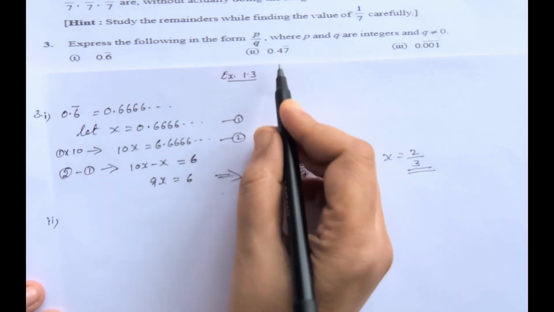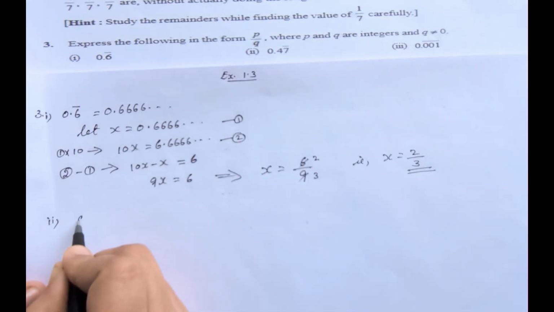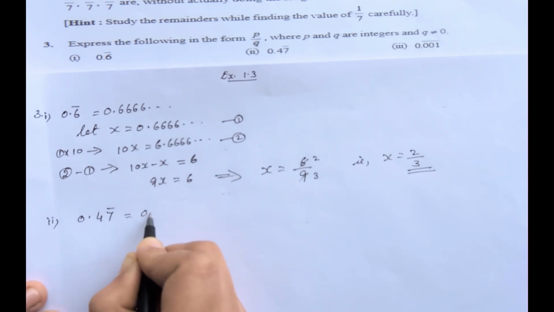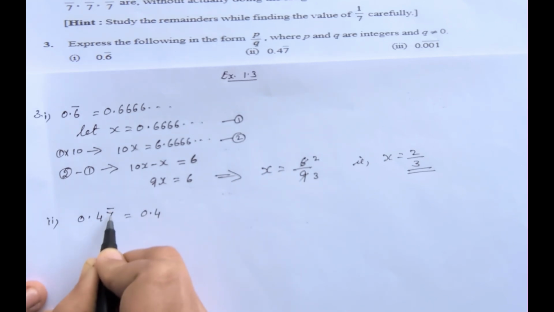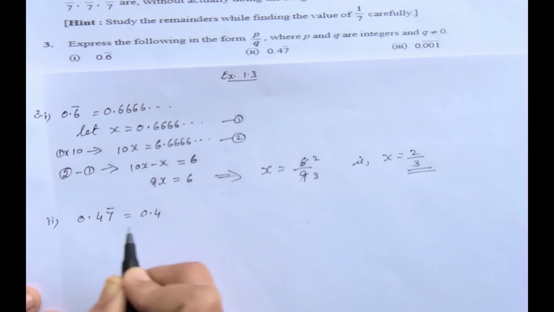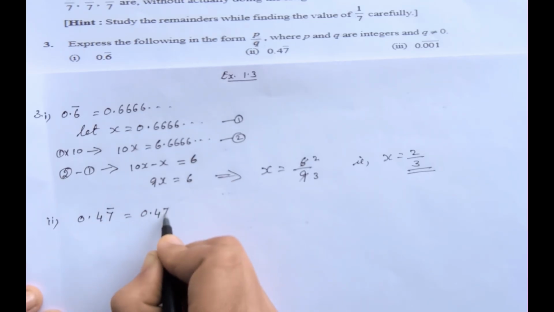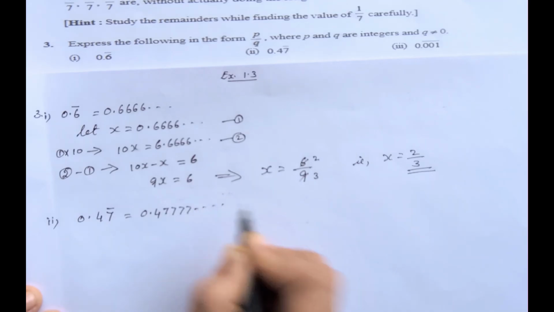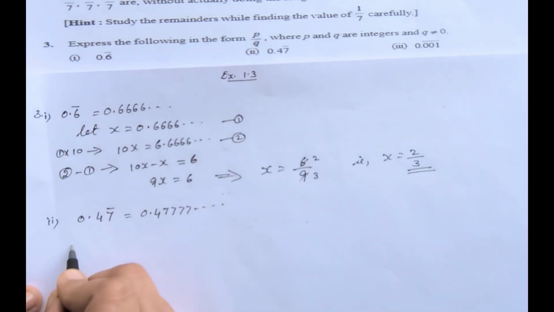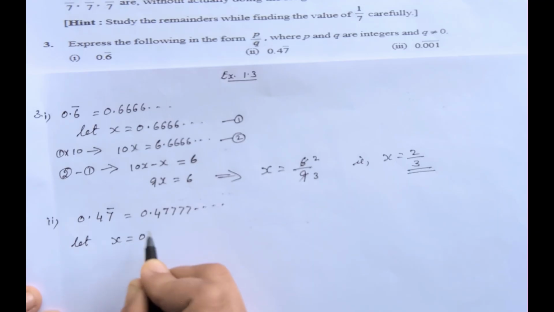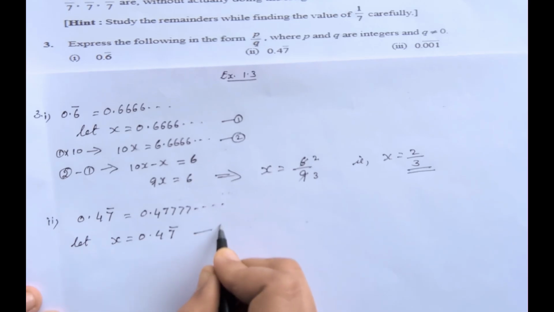Now, the second number is 0.47 bar. That means 0.4, and this bar is on top of 7 only, not on top of 4. That means 4 is not repeating, it appears only one time, and 7 is repeating in the same way. So here also, let x be equal to the given number, 0.47 bar. This is equation number 1.